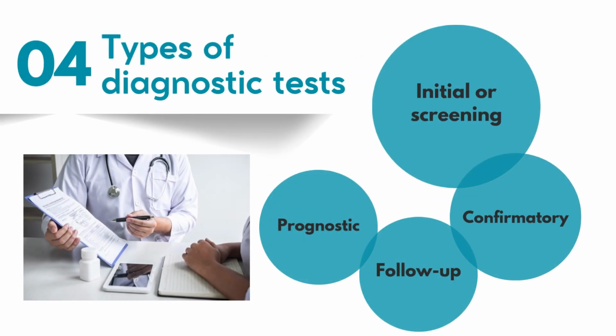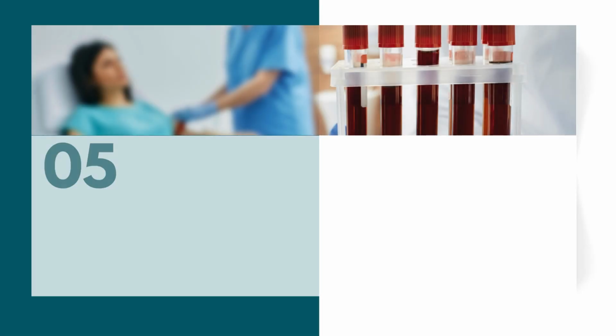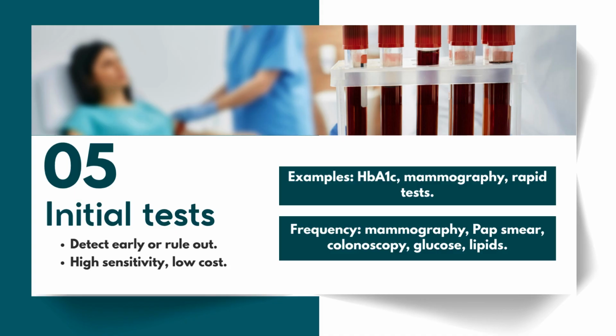We can classify diagnostic tests into four main groups: initial or screening tests, confirmatory tests, follow-up tests, and prognostic tests. Let's review each of them. Initial tests are used to detect disease early or rule it out in at-risk patients. They are highly sensitive, less invasive, and lower cost. Examples include glycated hemoglobin for diabetes, mammography, or rapid antigen tests. Their frequency depends on the disease and guidelines. For example, mammography every 1 to 2 years, cervical cytology every 3 to 5 years, colonoscopy every 10 years in average-risk adults.